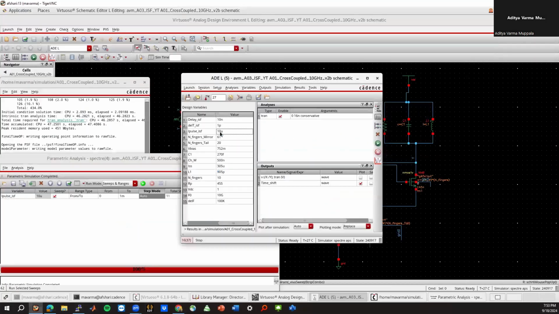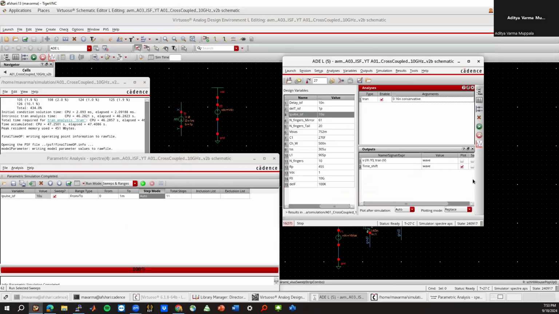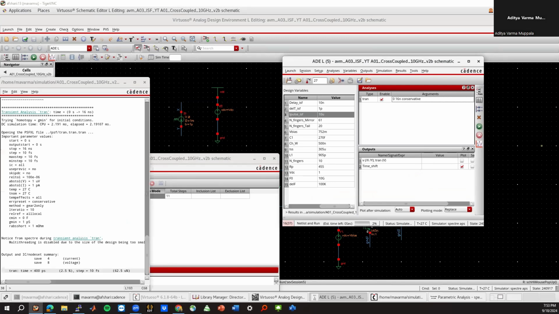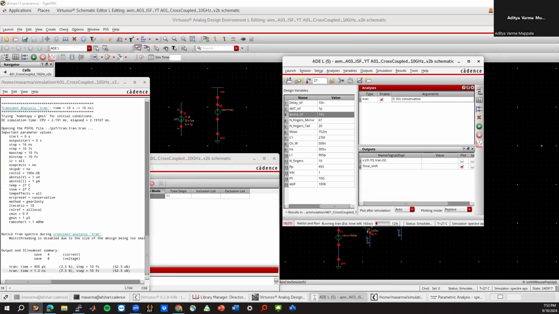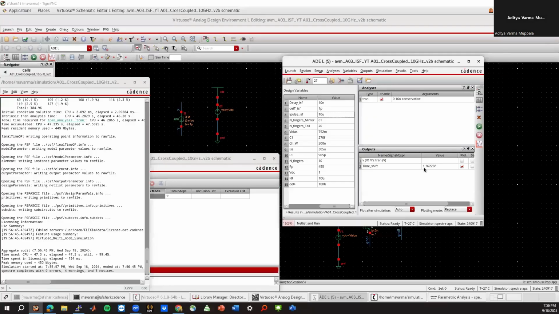Okay, so let's set it to maybe 10 microamps, and then see what happens. So I'll simulate this, and we want to look at what the time shift is. Okay, so we see the time shift is estimated to be around 1.36 femto. This is a little bit small actually, because initially we set this to be about 10 femto in step. So what I would like to do is maybe make this 200 micro. Okay, and then we'll resimulate this.